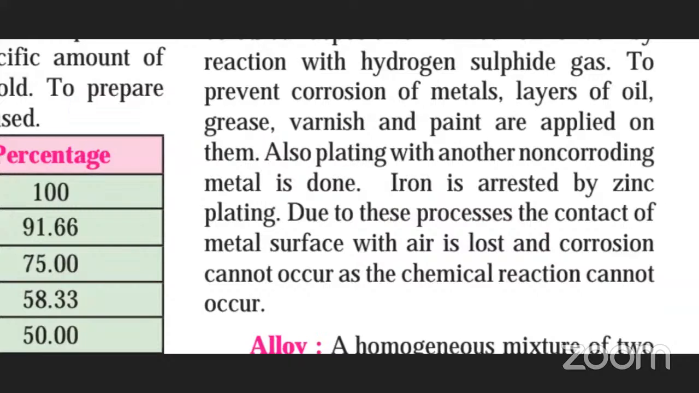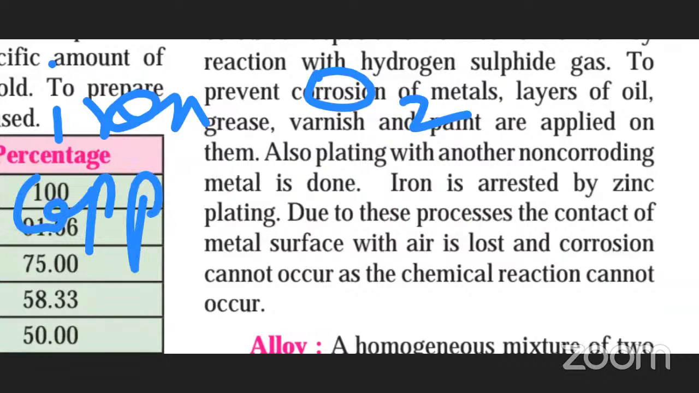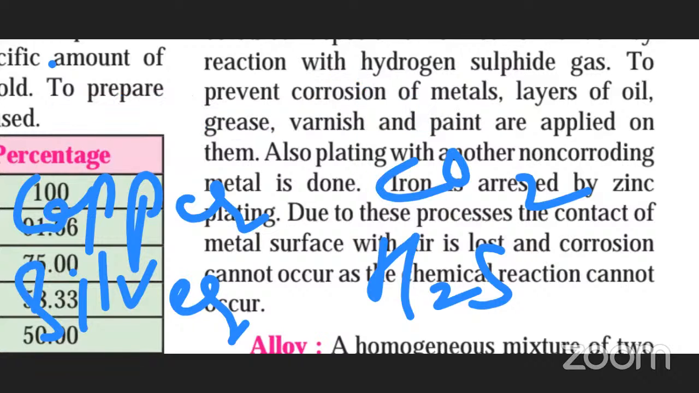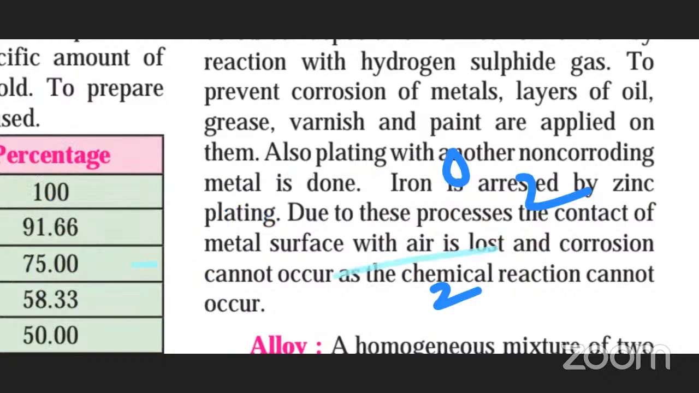So if we make a short list: iron gets corroded by oxygen gas, copper gets corroded by carbon dioxide gas, silver gets corroded by hydrogen sulfide gas, H2S. H2S is known as what? Hydrogen sulfide gas. And what can be done to protect these metals? We can coat these metals, we can apply a layer of grease or paint on these metals so that they can be protected from corrosion.